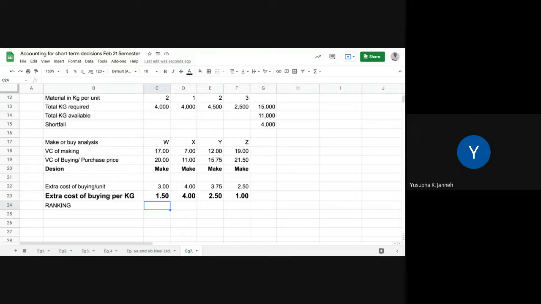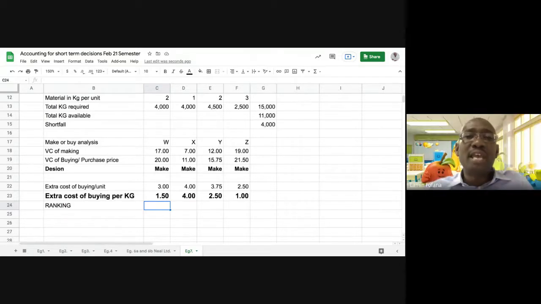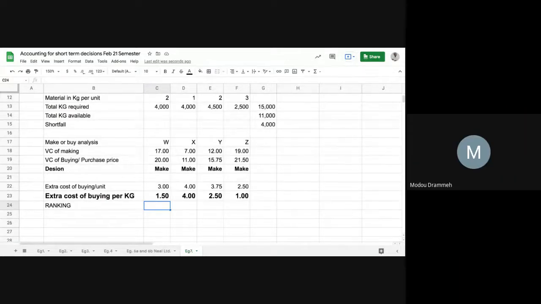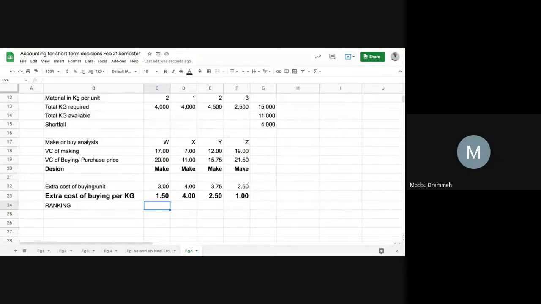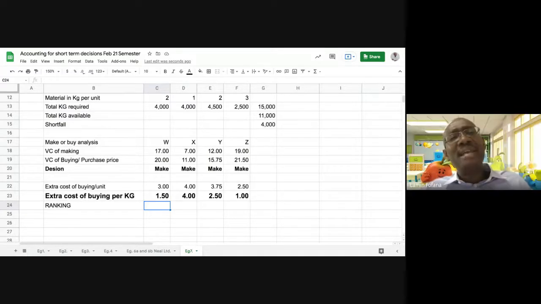It is cheaper. It is cheaper to produce Z. Z is only 1. So should we start with 1? No. Okay. X. I hope this makes sense to you.